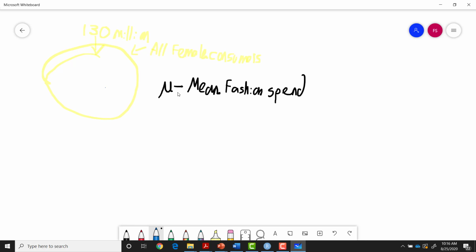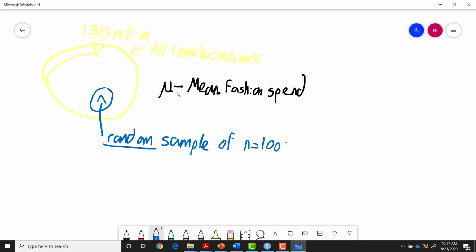So we take a sample of maybe 1,000 consumers. The key word here, if we're doing statistics, is that we need a random sample of consumers. Let's just say we have n equals 1,000 consumers. Now, in that random sample, we calculate the x bar, and that's the mean fashion spend within the sample.